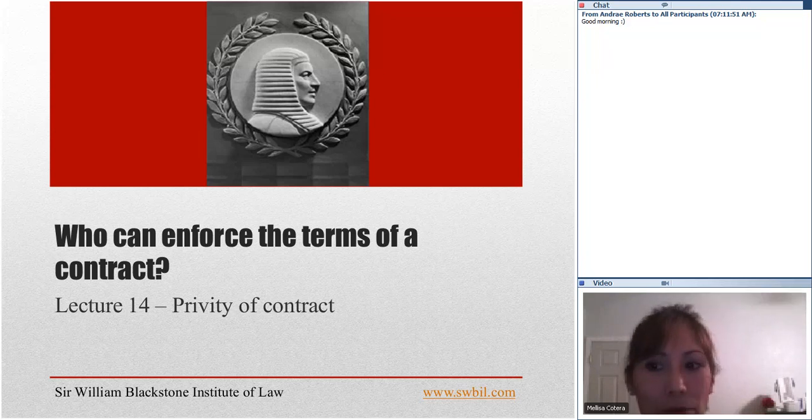However, there have been some problems with this doctrine due to its implications upon contracts made for the benefit of third parties who are unable to enforce the obligation of the contracting parties. In other words, the doctrine of privity can defeat the intention of the parties to a contract.